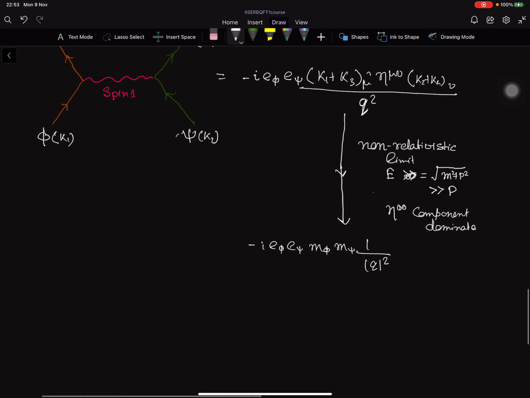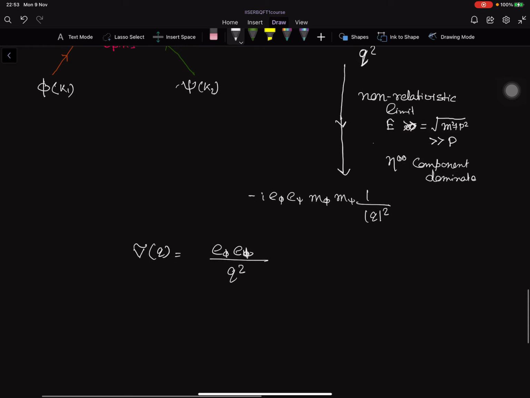Okay. Then from this formula, we conclude that the potential V tilde of q is just e_phi e_psi over q squared. Okay. Now we can Fourier transform this.